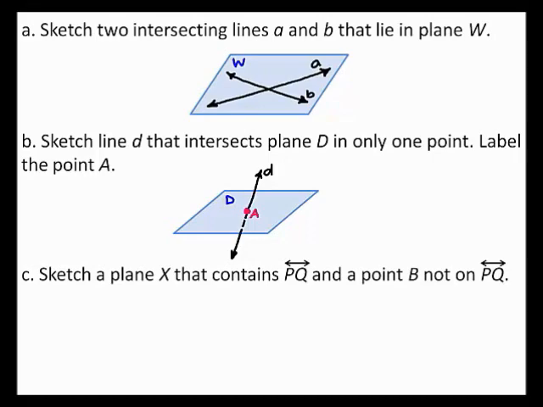Finally, to draw the sketch in part C, first draw a plane and label it plane X. Next, draw a line that lies in plane X and contains points P and Q. Finally, draw a point that lies in plane X but not on line PQ. Label this point point B. This gives you a sketch of plane X that contains line PQ and a point B not on line PQ.